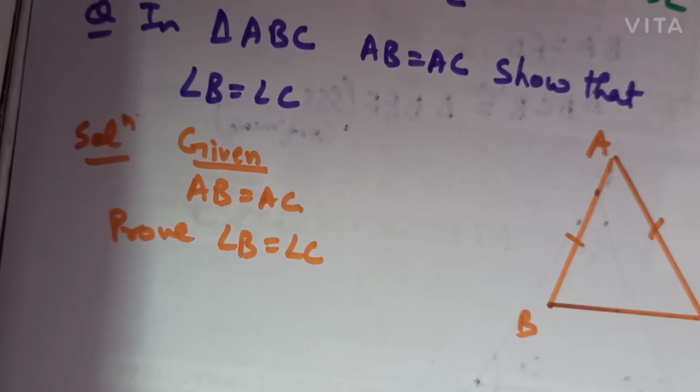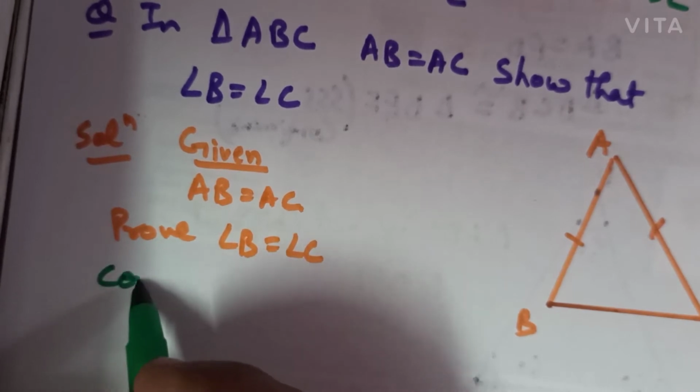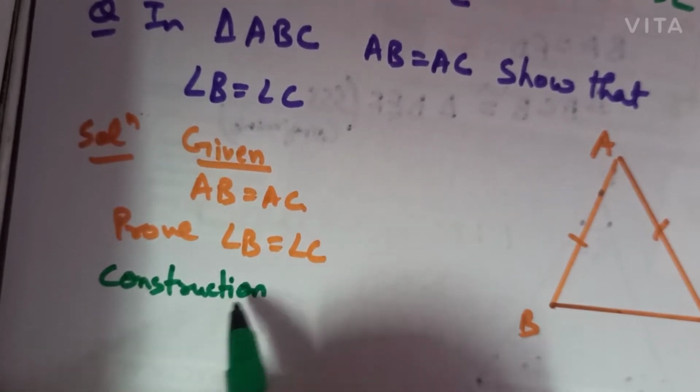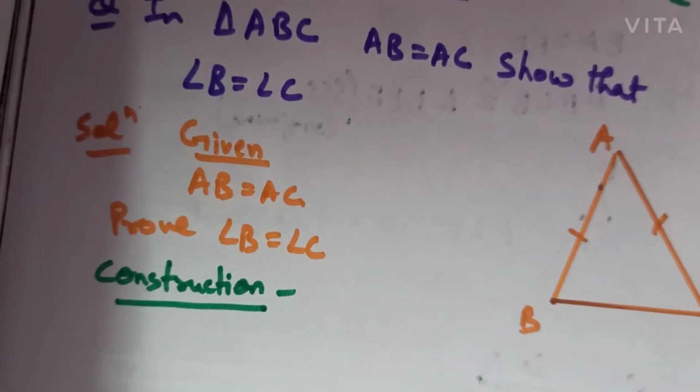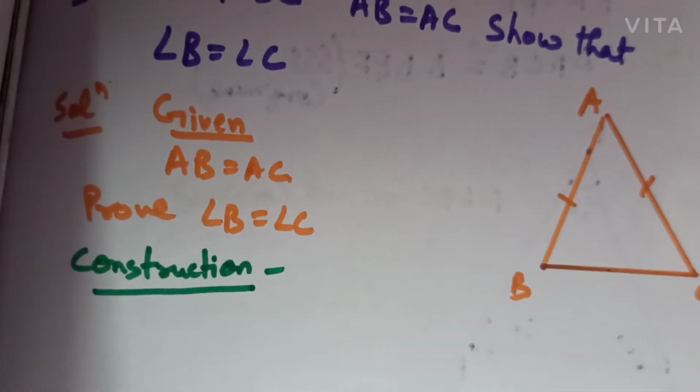Okay, so after the given we will not start the proof. First we will write the construction and then we will start the proof. It can be done by many methods. So I am telling you one of the methods, and this proof is very important from the point of view of your exam. So look very carefully.